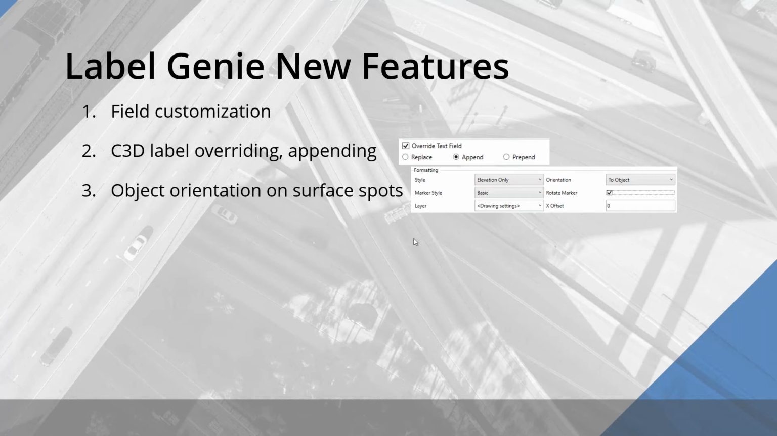Object orientation on surface spot elevations, a lot of customers waiting for this. We can orient our surface spot elevations as well as a variety of other point type labels to rotate relative to the object itself. So if you want those spot elevations to be perpendicular or parallel to a polyline or a feature line, what have you, it will do all that for you.